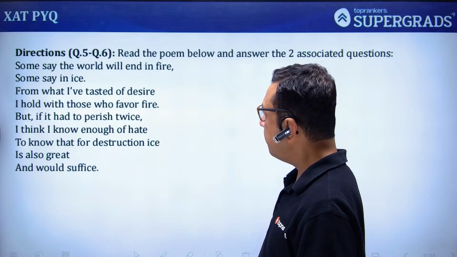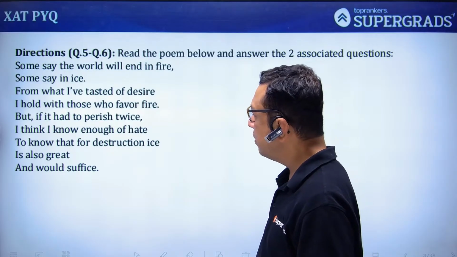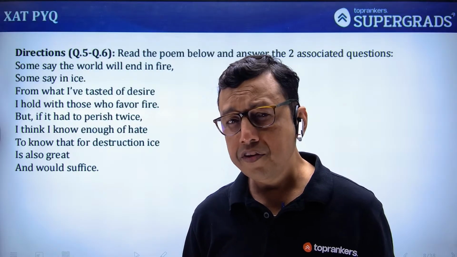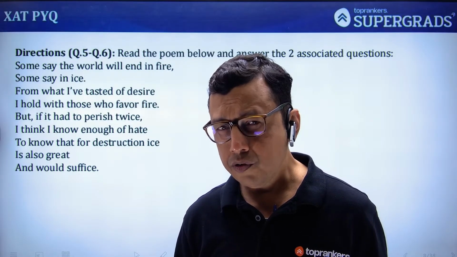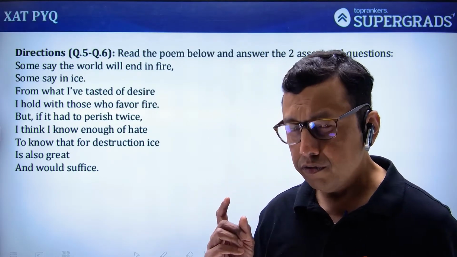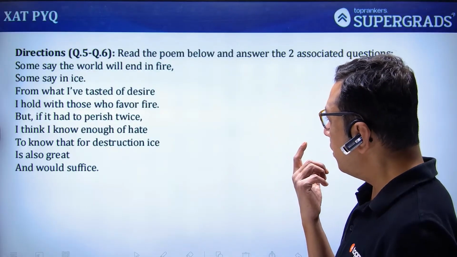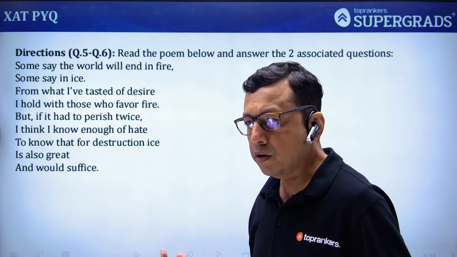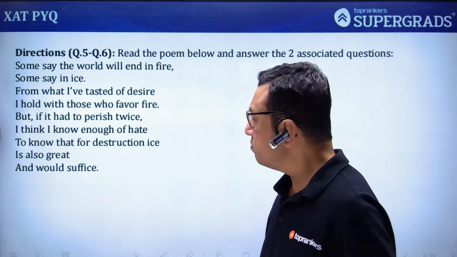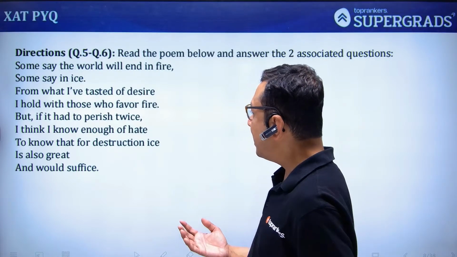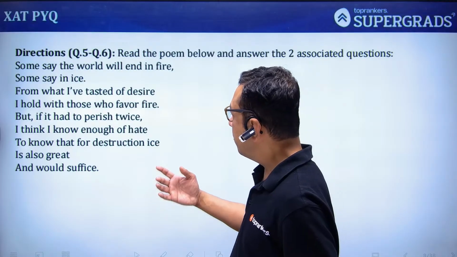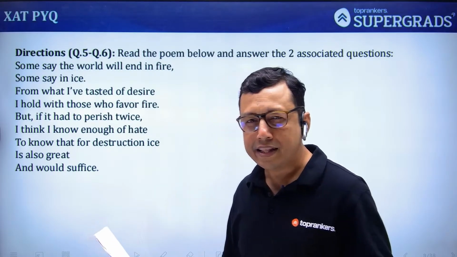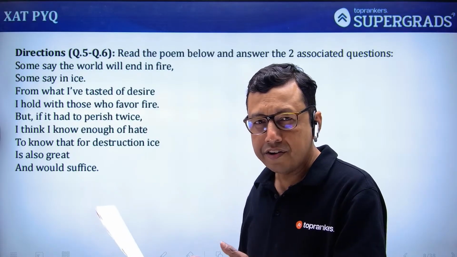"Fire, I hold with those who favor fire, from what I've tasted of desire." Yes, he does talk about desire. So desire may result in destruction. So this has some indication of greed for that matter. There is no direct indication of greed. However, when the poet says desire, and then hate, ultimately they result in destruction.